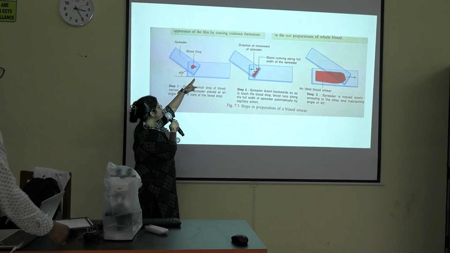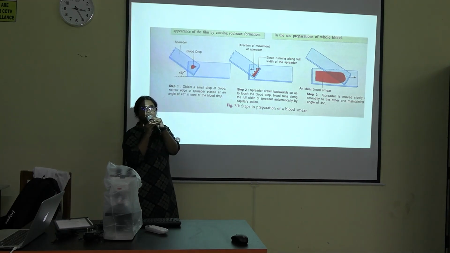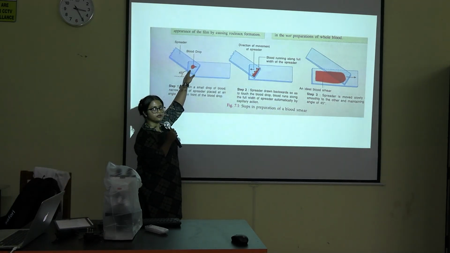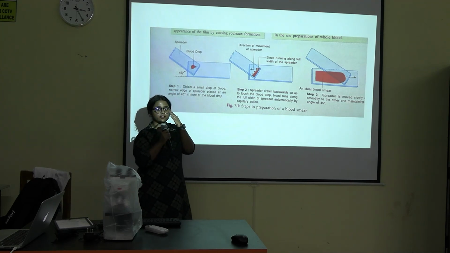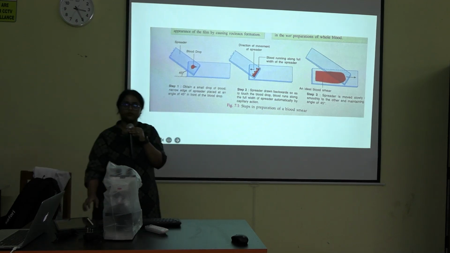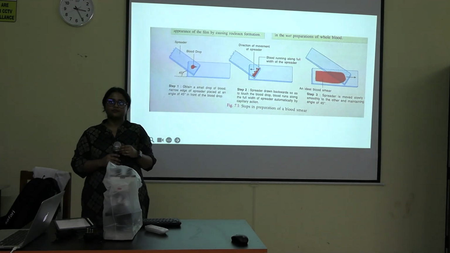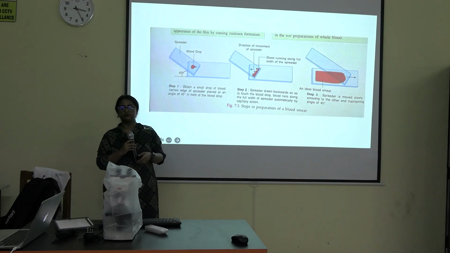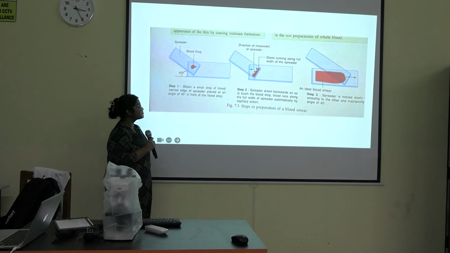After that, we'll place the spreader here. See, sir is showing how the spreader is placed at an angle of 45 degree, 1 to 2 centimeter away from one end. It should not be more or less than 45, otherwise your smear will be erroneous. You bring it closer to the blood. Now the blood will spread along the surface at the joint. So when it has spread, then only at 45 degree angle.